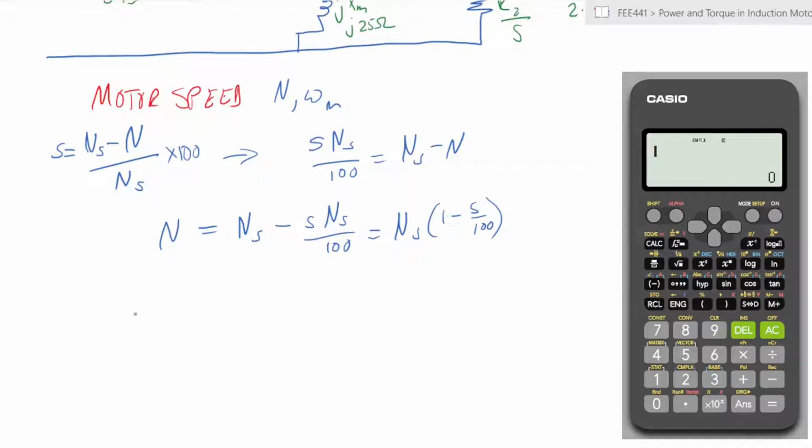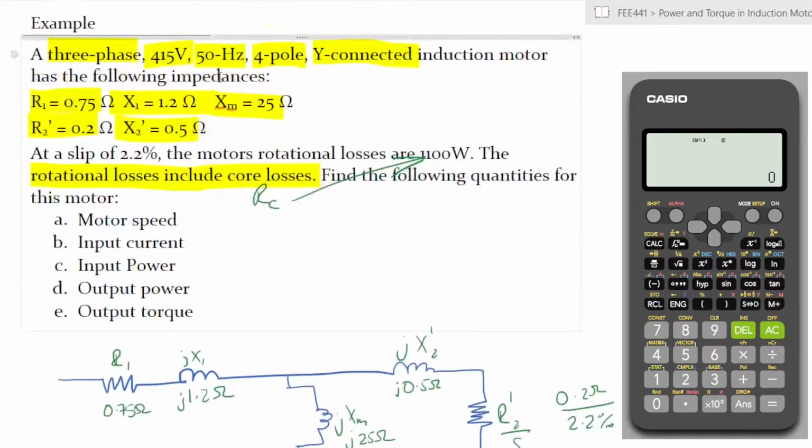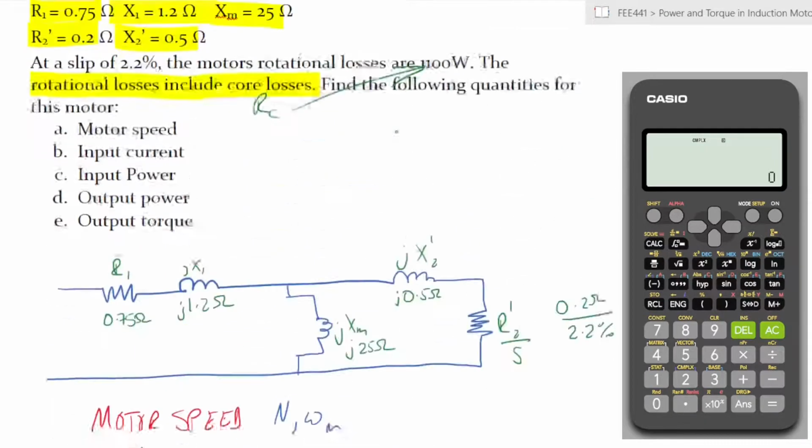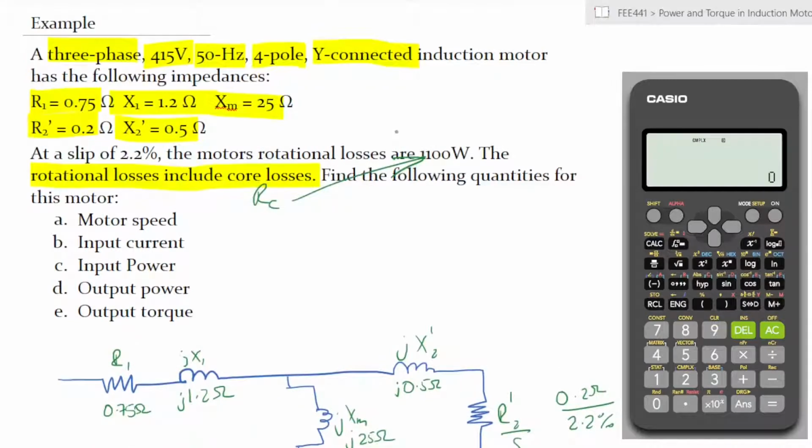So second step is we look for synchronous speed, and we said synchronous speed is equal to 120 F over P, simple as that, which is equal to 120 times the frequency, which was 50 Hertz, over the number of poles. So we take the raw number of poles, not the pole pairs, but the number of poles, which is 4.